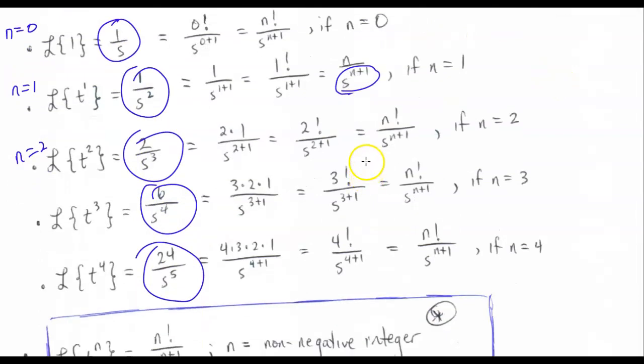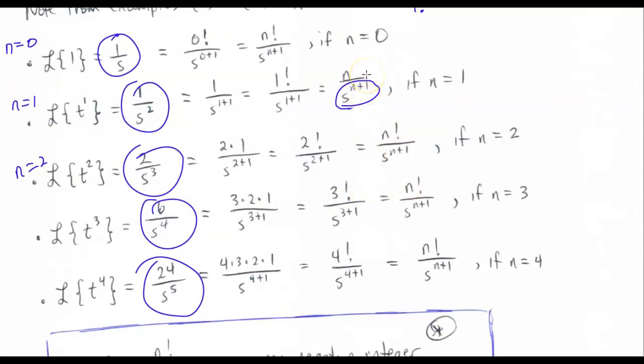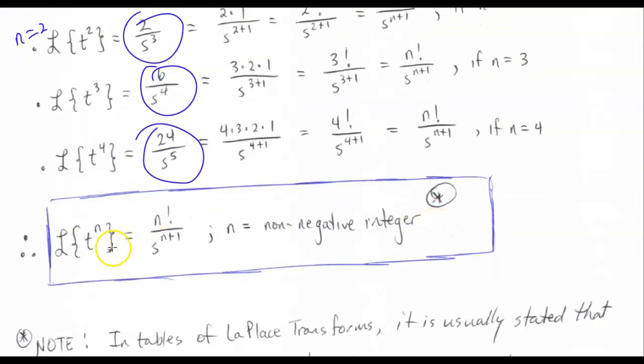So we see that all of them fit this pattern, and I think I forgot this here, so this should be a factorial there. We would have n factorial divided by s raised to the n plus 1. In general, we could say that the Laplace transform of t raised to the n is equal to n factorial divided by s raised to the n plus 1, where n is some non-negative integer. Basically, we could say that goes 1, 2, 3, 4, and so on and so forth.